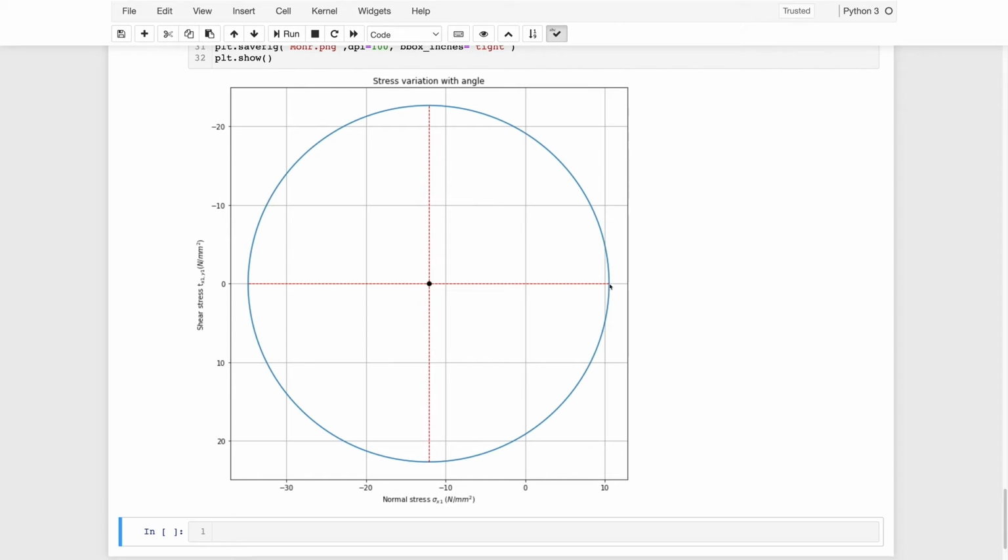And then if we go and look at the maximum value of shear stress, that's going to be in the vertical direction.